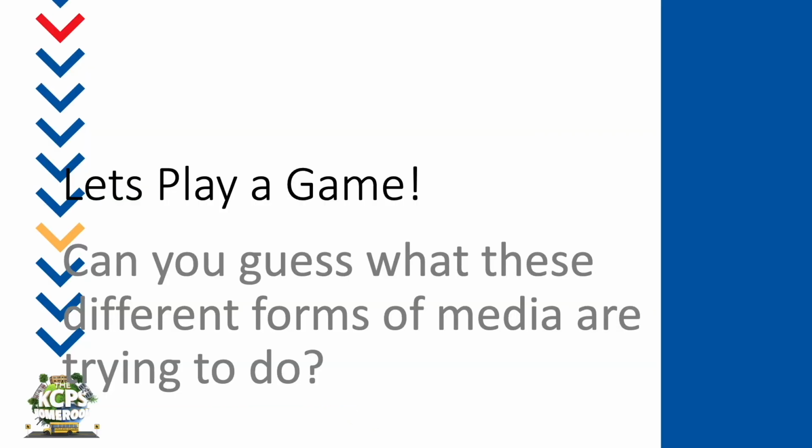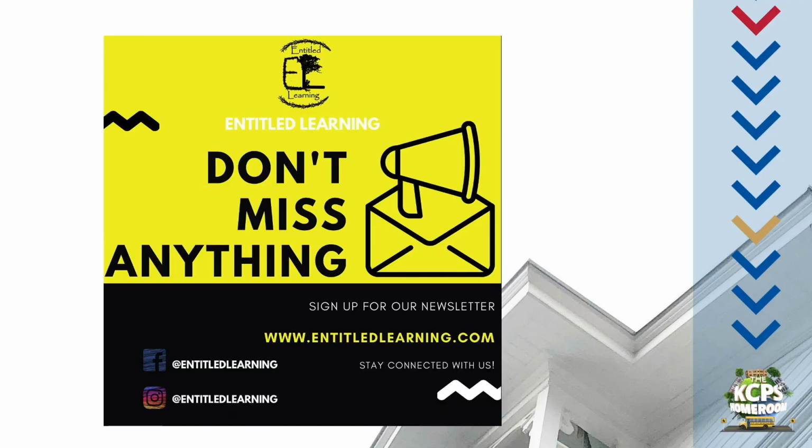Now, let's play a game. Can you guess what these different forms of media are trying to do? Let's go ahead and get started. Let's look at this advertisement right here. As you can see, this is the title of it, it says Entitled Learning, Don't Miss a Thing. What do you think that this one is trying to get us to do?